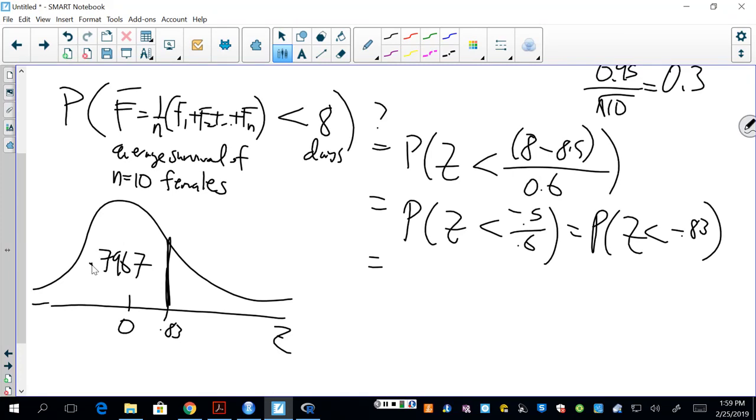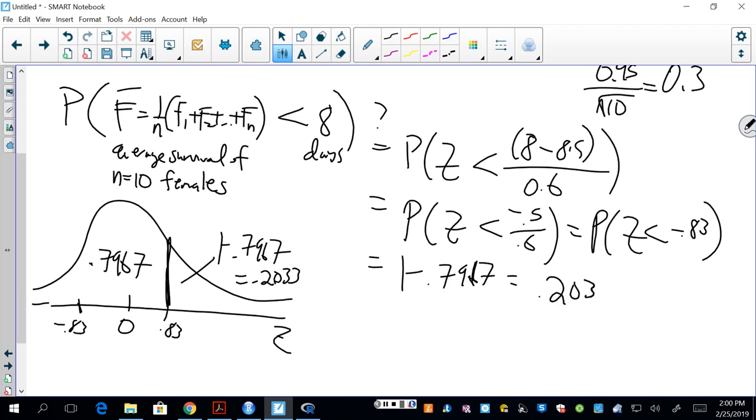But we want the probability that it's less than negative 0.83. So take 1 minus that: 0.2033 is the chance you're above that. It's also the chance you're below the negative. There's that tail and this tail in a real picture should be equal. So 1 minus 0.7967 would give us 0.2033. That's about 20%.